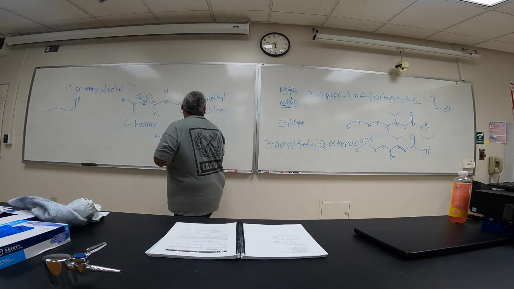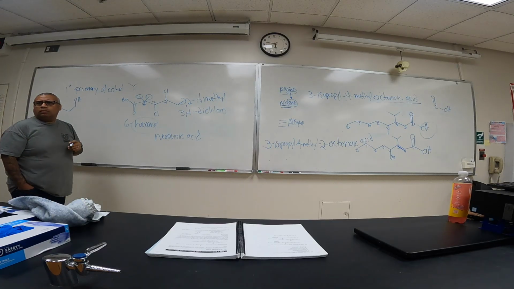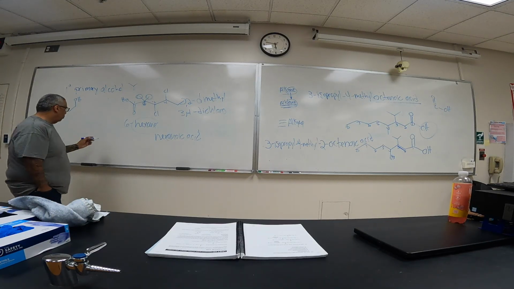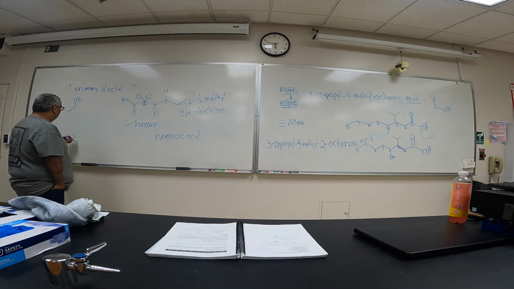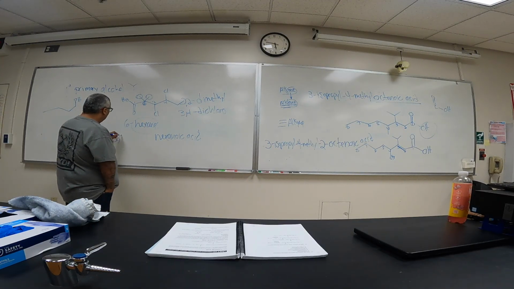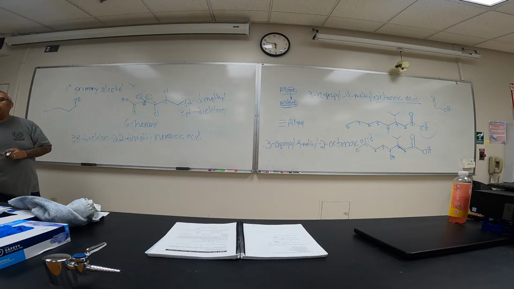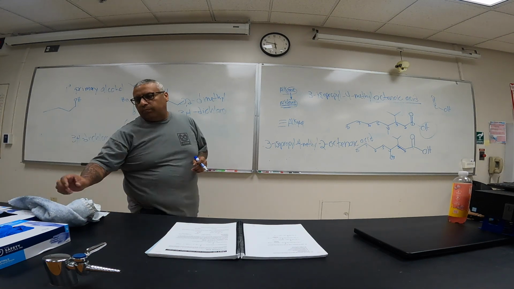3,4-dichloro. And which one would come first? Dichloro. So we're going to start with that. We're going to say this is going to be 3,4-dichloro, 2,2-dimethyl hexanoic acid. Perfect, perfect.